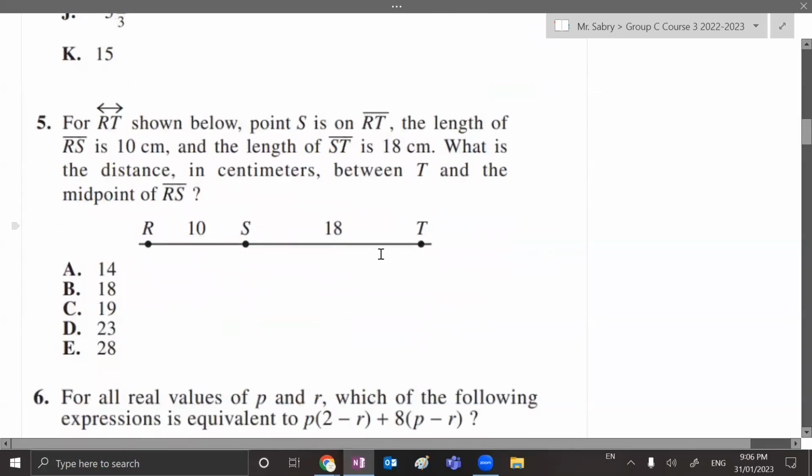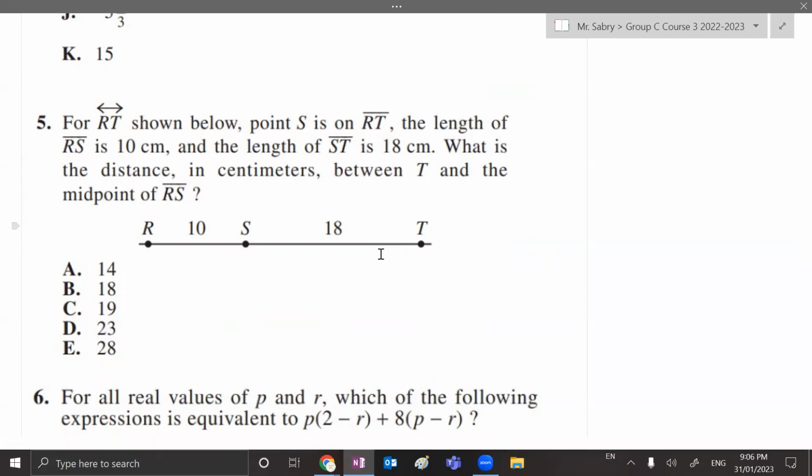Moving on to number 5, it says here RT shown below. Point S is on RT. The length of RS is 10 centimeters. The length of ST is 18 centimeters. What is the distance between T and the midpoint of RS?